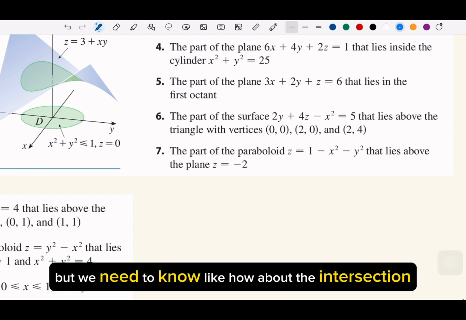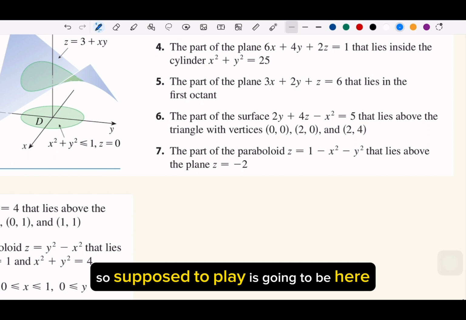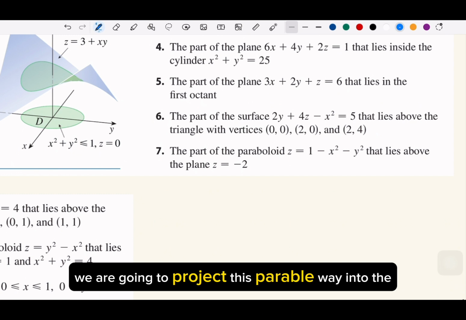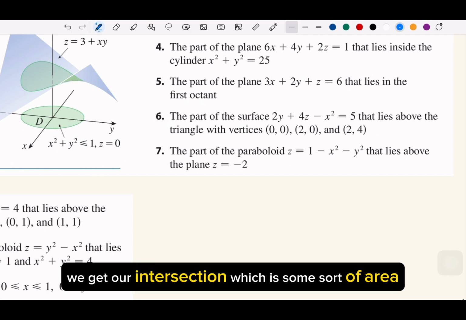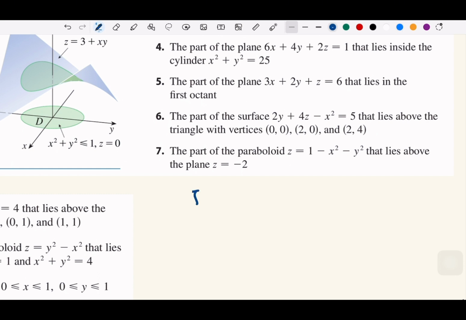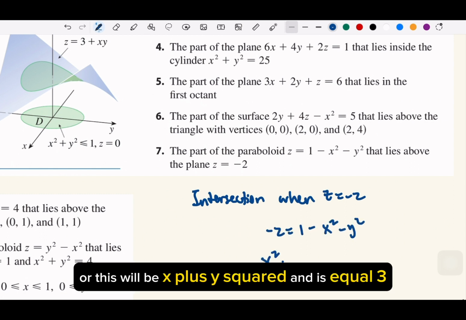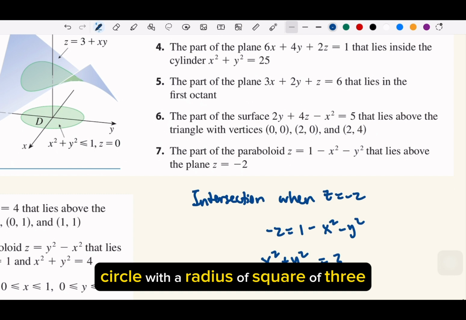But we need to know about the intersection. Now we have the plane here. Suppose the plane is going to be here, and this will be the paraboloid. Remember that we are going to project this paraboloid into the bottom part. So we could have negative 2. If we put it here, we get our intersection, which is some sort of area, right? So let's take the intersection when z equal negative 2: negative 2 equals 1 minus, so x squared plus y squared equals 3. So it's a circle with a radius of square root of 3.